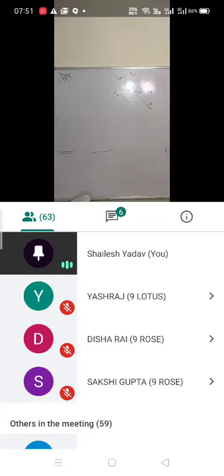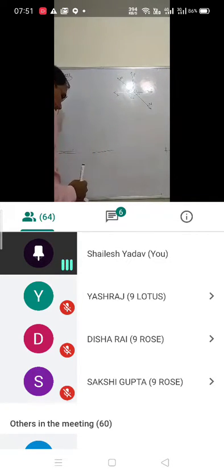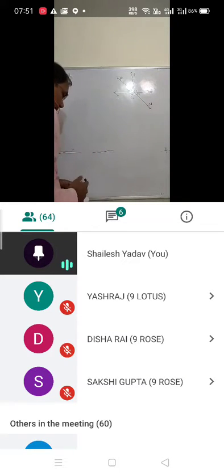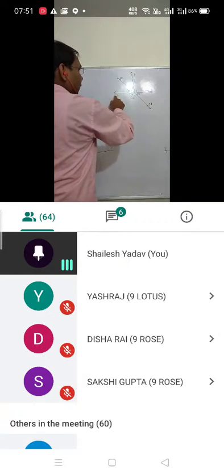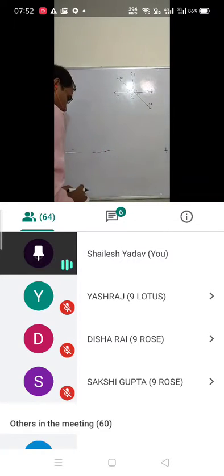So students, in question number 2, a diagram is given. According to the statement, in the given figure, lines XY and MN intersect at O. Both lines intersect at the point O. O is the intersection point of both lines.